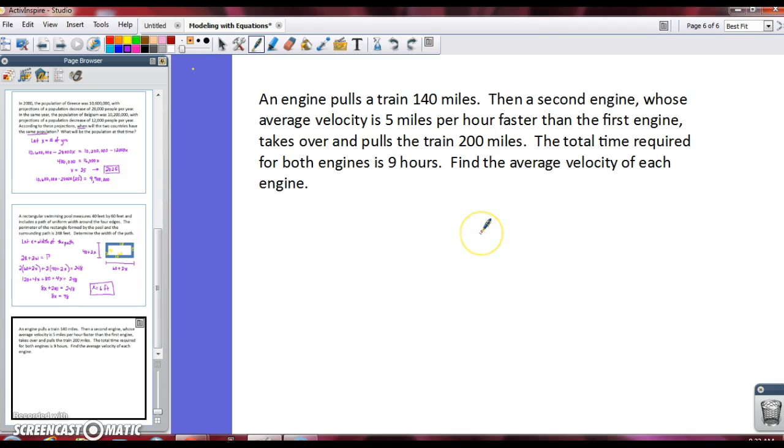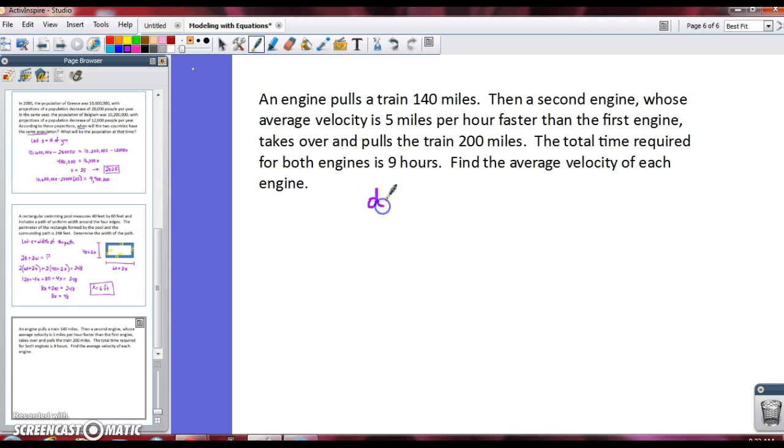This one's a little bit more involved. It tends to scare people a little bit when you start adding in these other things. But it's talking about an engine pulling a train 140 miles. A second engine has a velocity 5 miles an hour faster, takes over and now pulls the train 200 miles. It tells you that the total time required is 9 hours. And then it says find the average velocity of each engine.